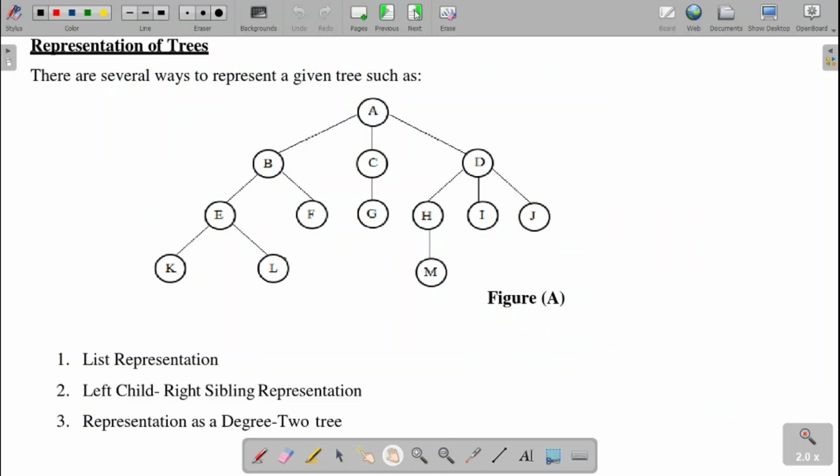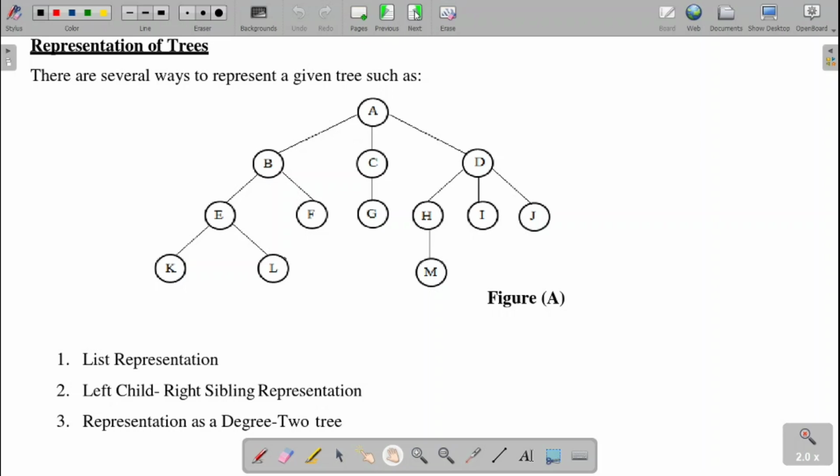So in the last class, we learned the different terminologies which are used in the trees, like node, root, child, ancestors, descendants, level, and the other things. So let us continue our learning on the trees. In this session, we primarily focus on the representation of trees. There are several ways to represent a tree.